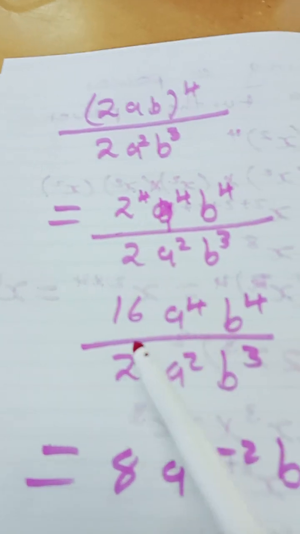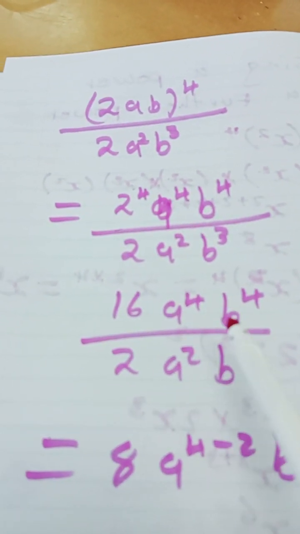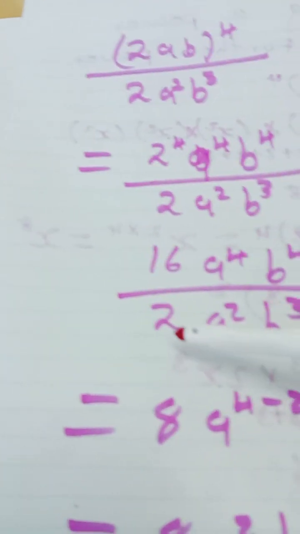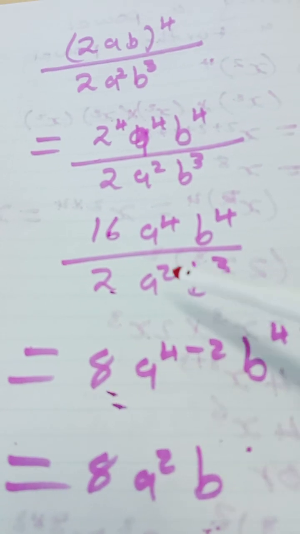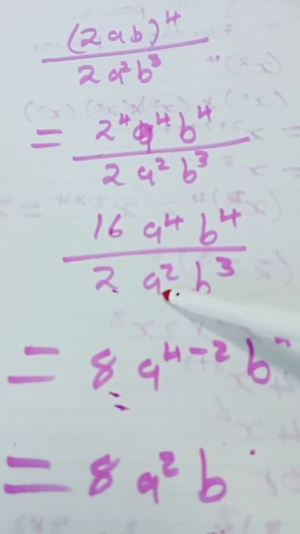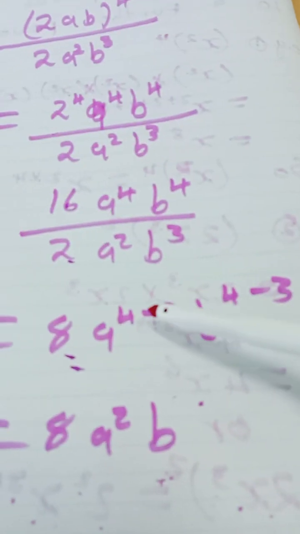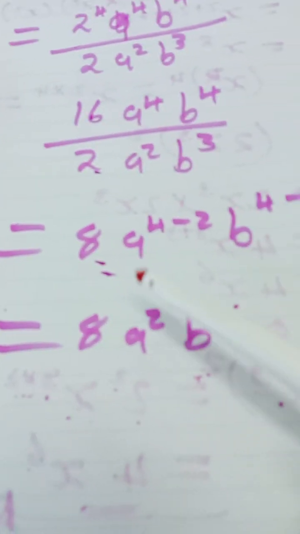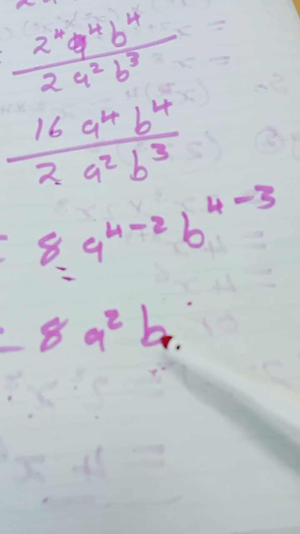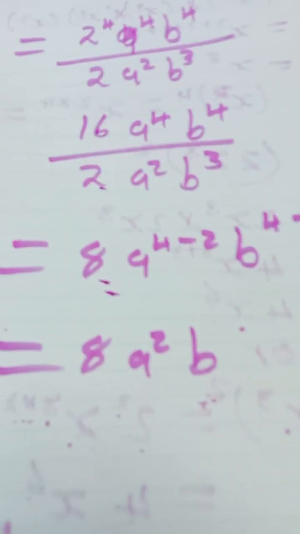Expanding this, 2 to the 4th is equal to 16, and then we still have a to the 4th and b to the 4th. So how many times will 2 go into 16? It's 8, so that is our 8. And then remember the quotient rule. Whenever two exponents that have the same base are dividing each other, we just subtract the exponents. So we'll have a to the 4 minus 2 and b to the 4 minus 3. So our answer becomes 8, a squared, since 4 minus 2 is 2, and 4 minus 3 is 1. So our b doesn't have a 1, because remember, when the exponent is 1, you don't need to write it down.